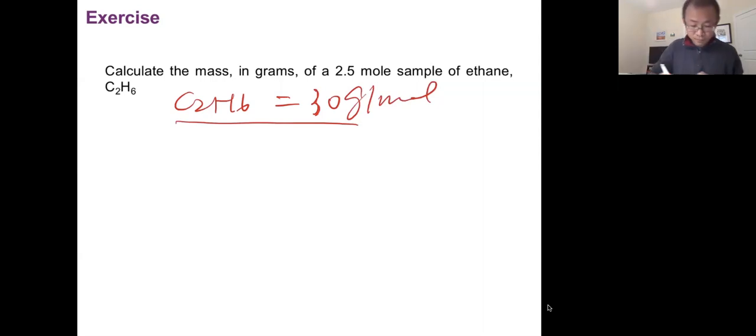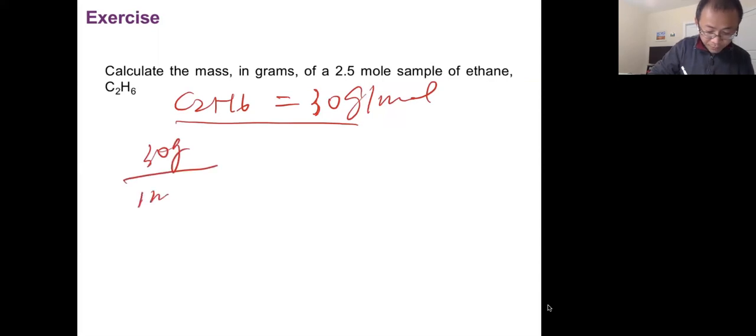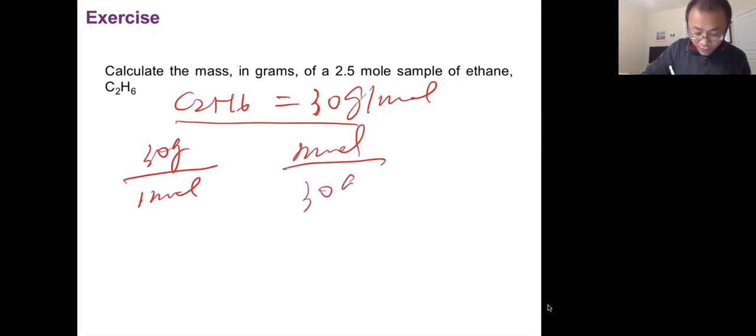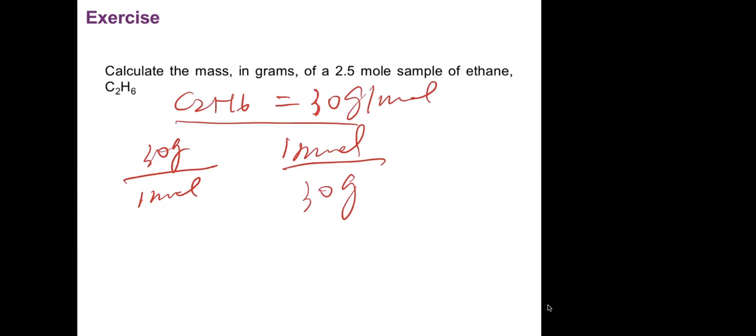30 grams per mole means I create two conversion factors, 30 grams over 1 mole and 1 mole over 30 grams. Two conversion factors. Do you guys remember how we use the conversion factors? We did that in chapter 1 and 2. I told you chemistry calculation is all about conversion factors. Now, if somebody still remembers, in chemistry calculations, what do we start with?